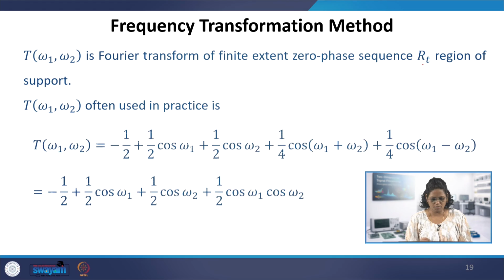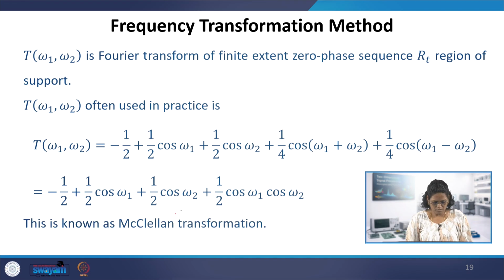Once we obtain this, it has a region of support. The standard transformation function used here is minus 1 by 2 cos omega 1 and 1 by 4 here. This can be simplified further to give T of omega 1 comma omega 2. This is a practically used transformation function for the design, either for a band pass, band stop, or low pass filter. We choose this omega and then get this transformation function. This is the McClellan transformation, called by his name.